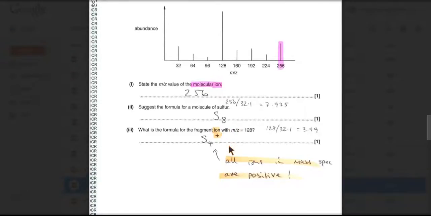The formula for the fragment ion with the m/z value of 128. So the ion, positive ions always in mass spectrometers, so it's got to have a positive charge. So 128, what could have caused that? Well, we need to divide that 128 by 32.1, the mass of one sulfur, and get 3.99. So that must be due to the S4+ fragment.